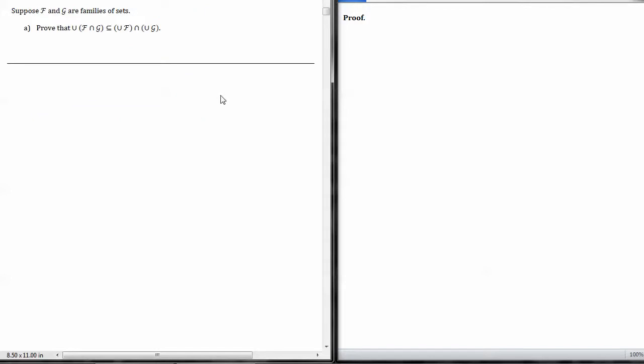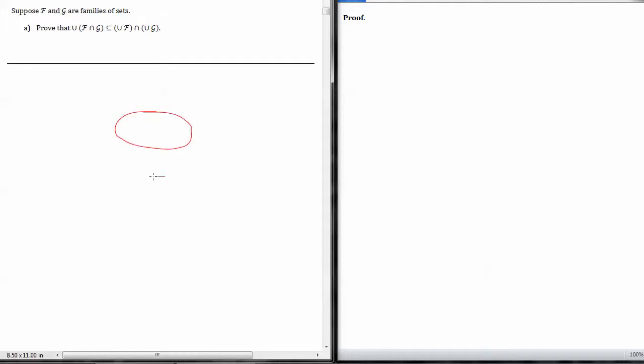Here is the problem. Suppose F and G are families of sets. Part A, this is kind of a mouthful, prove that the union of F intersect G is a subset of union of F intersect union of G. All right, so I'm going to attempt to draw some sort of picture to explain why this should be true.